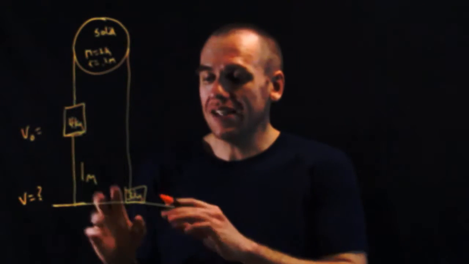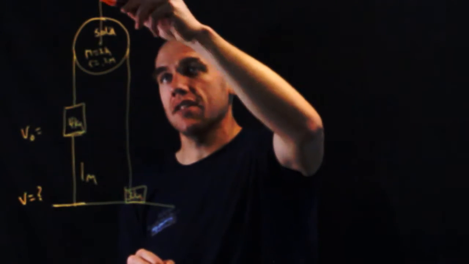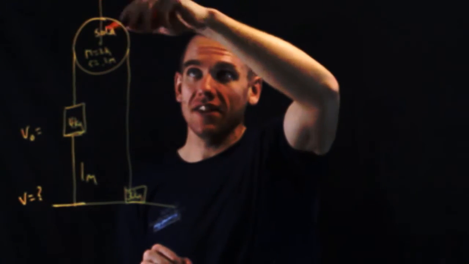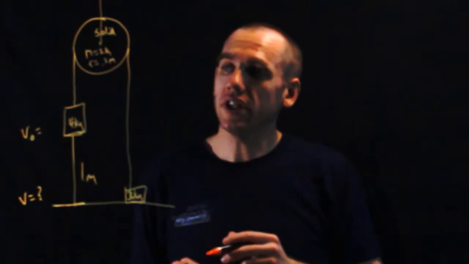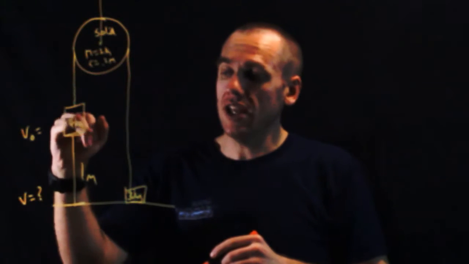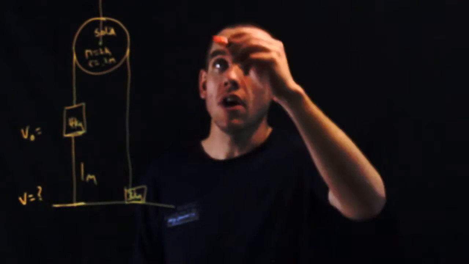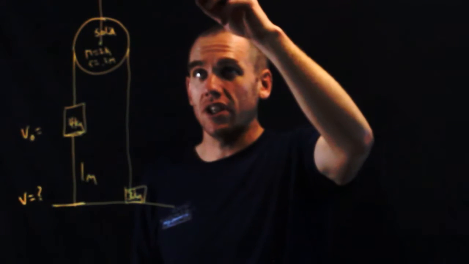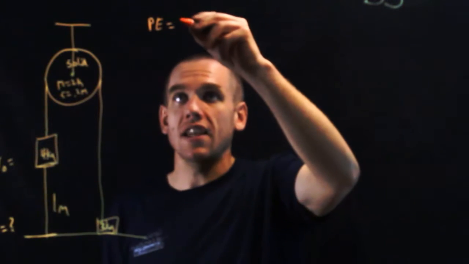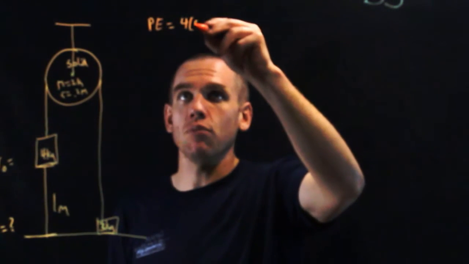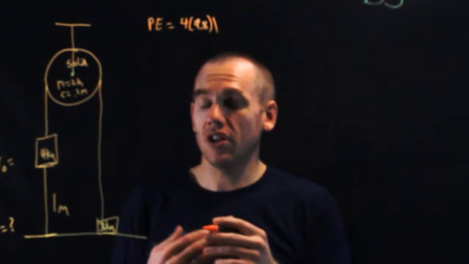So, in this position here, this wheel has no energy because it's not moving and it's fixed to the ceiling. It's not going to fall. So it has no energy as far as we're concerned. This 4 kilogram mass has some potential energy because it's got some height. This 3 kilogram mass doesn't because its height is 0. So at the beginning, all we have is potential energy, and that potential energy is equal to mgh, which in this case is 4 times 9.8 times 1. That's our potential energy that we start with.